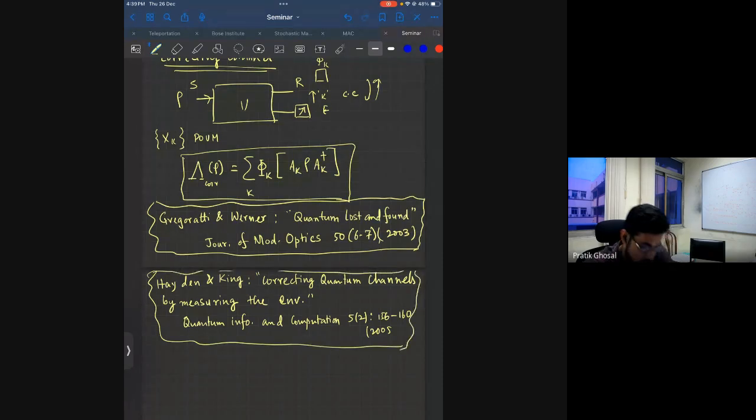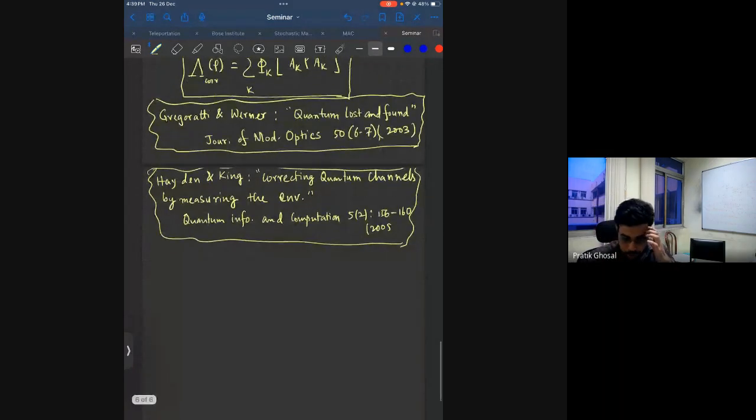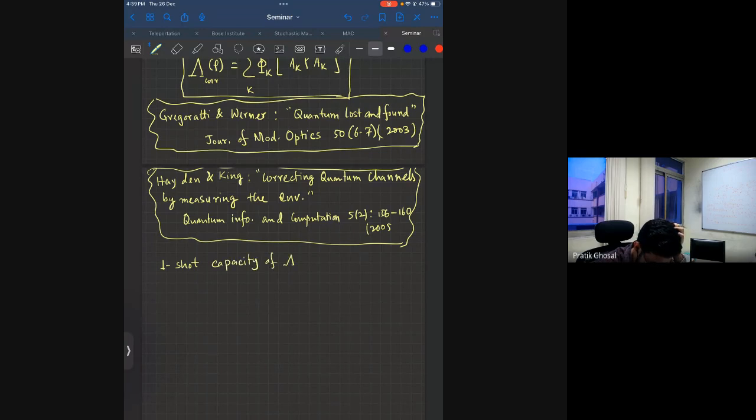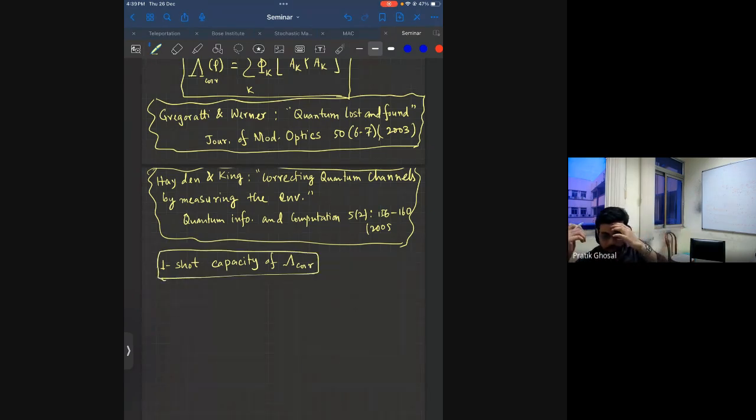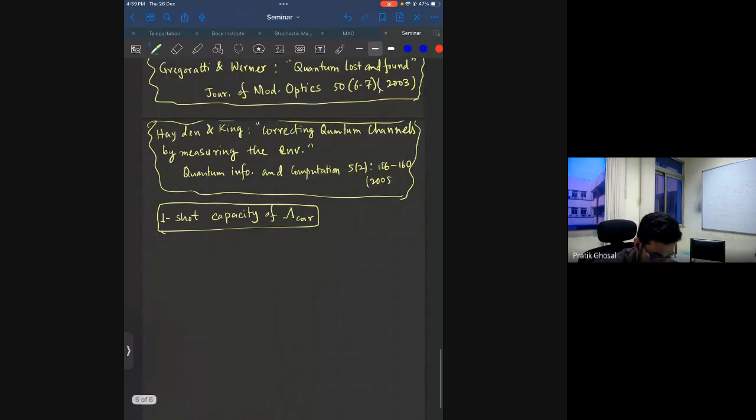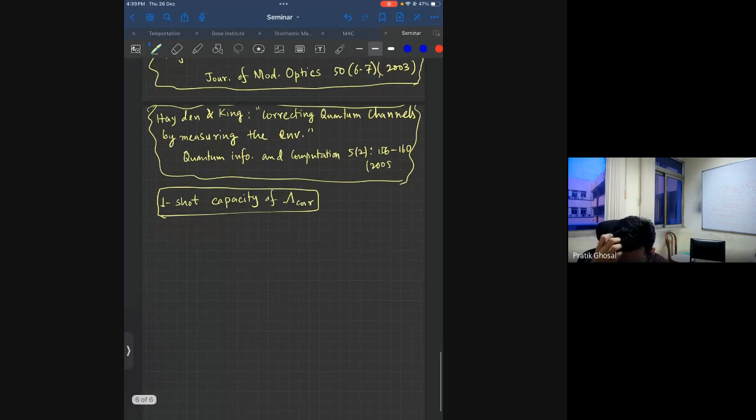So in this reference, they have looked into one particular property of this corrected channel. And the property that they are interested in is the single shot classical capacity of the corrected channel. So for the beginners, I would like to first describe what is meant by classical capacity or any kind of capacity of a quantum channel.